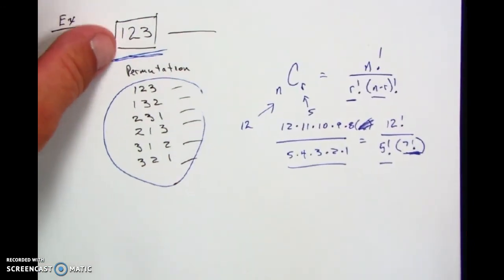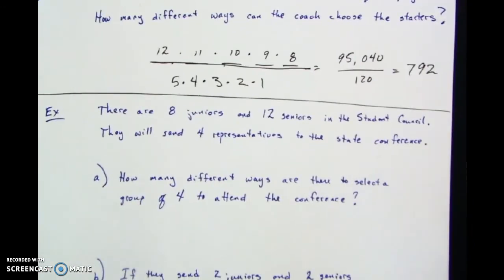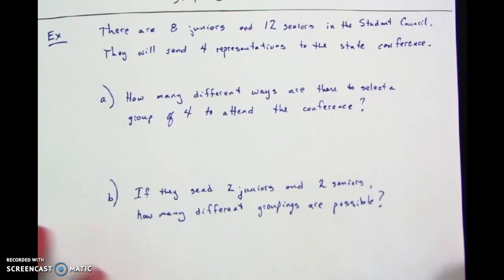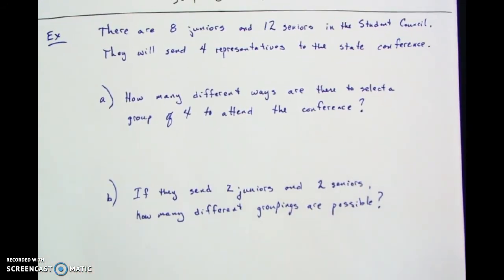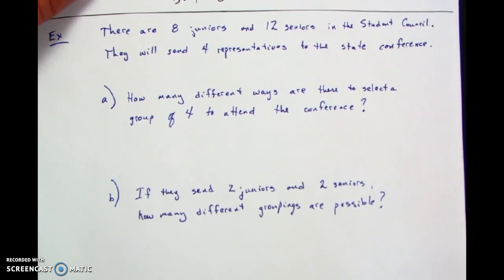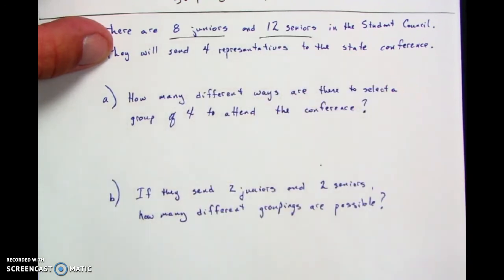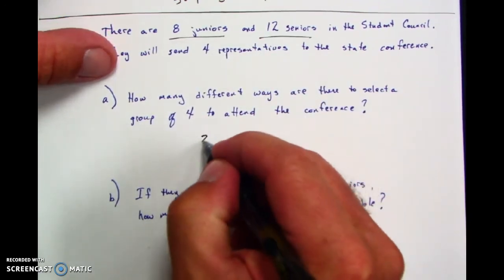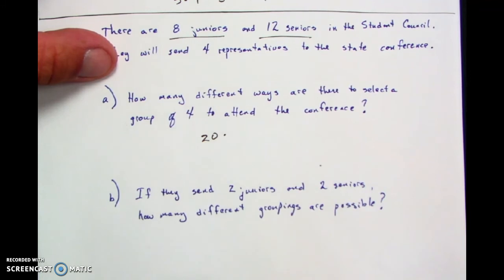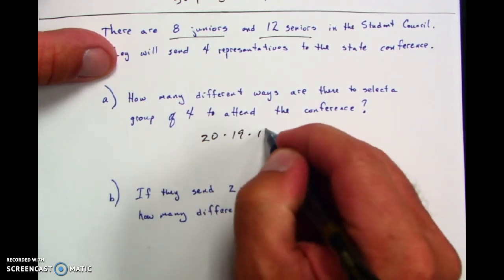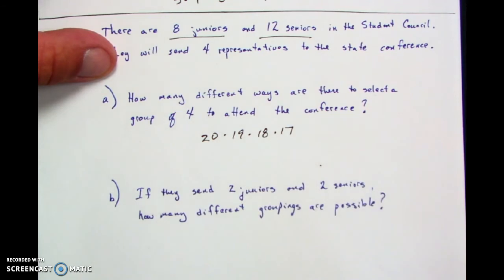So looking at another example, there are 8 juniors and 12 seniors on the student council. We're going to send 4 representatives to the state conference. First we're going to look at, how many different ways are there to select a group of 4 to attend the conference? If we map all this out, we have a total of 20 to choose from. So 4 positions, 20 to choose from for the first one. Then we have 19 people, then 18, then 17.